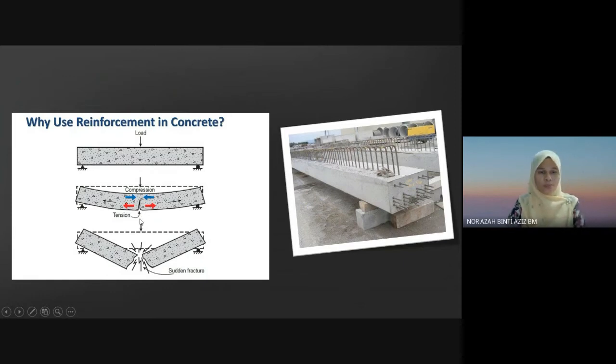As we know, concrete is strong in compression but weak in tension. So see here, at the bottom part there is a cracking failure. Here it shows concrete is strong in compression but weak in tension. That's why we have to install reinforcement bar at the bottom part of the beam to prevent tension failure. That's why we call it a reinforced concrete beam.